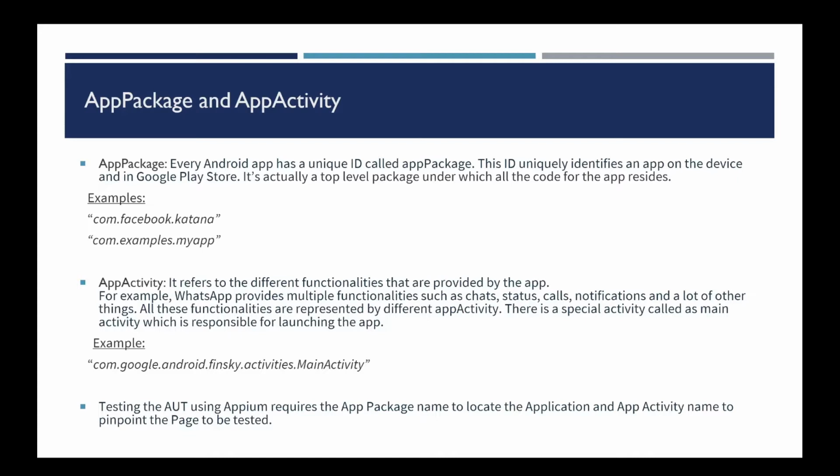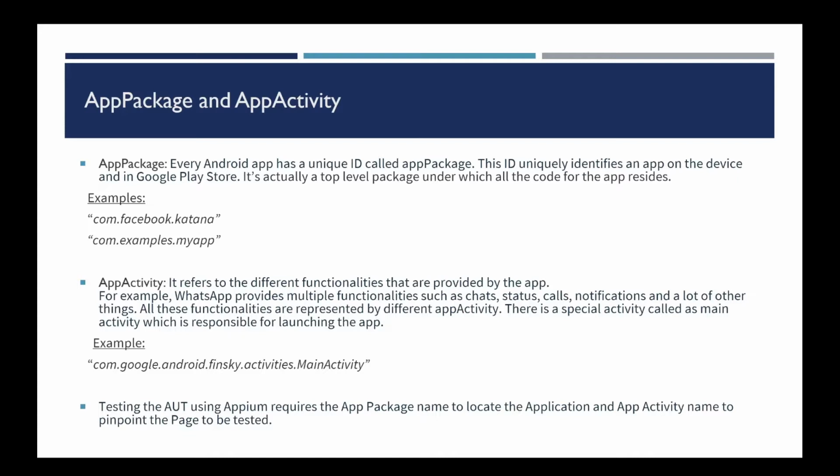Some examples of app package: for the Facebook app, it is com.facebook.katana, and for a sample app it could be com.examples.myapp. So it is essentially a top level package of the Android app, and it is used to uniquely identify any Android app. No two Android apps can have the same app package, because it's unique.